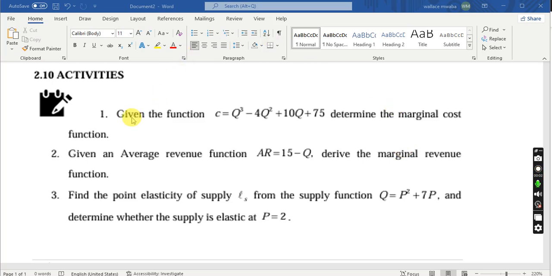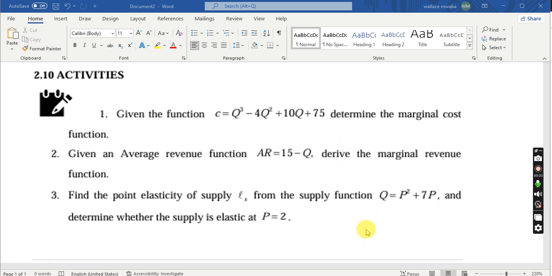Alright, we've got a question here. Given the function C equals Q cubed minus 4Q squared plus 10Q plus 75, determine the marginal cost function. So the marginal cost is just the additional cost you incur whenever you produce an extra unit. In this question, this is our cost function, and you have to derive it to get the marginal cost function.